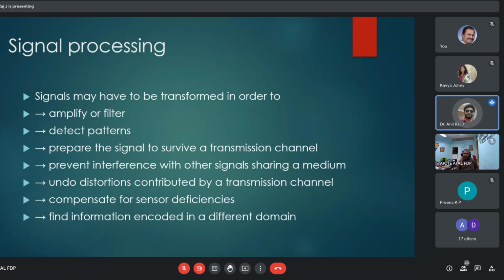The next application is that it undoes distortions contributed by a transmission channel. These are some of the applications. It compensates for sensor deficiencies and finds information encoded in a different domain. In all these areas, machine learning, or deep learning, is nowadays being extended to these types of applications.